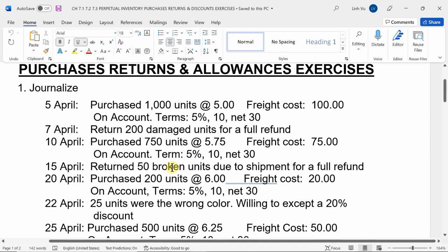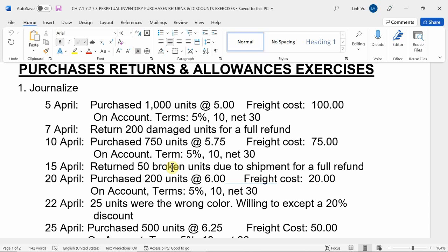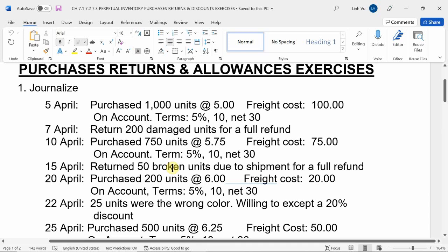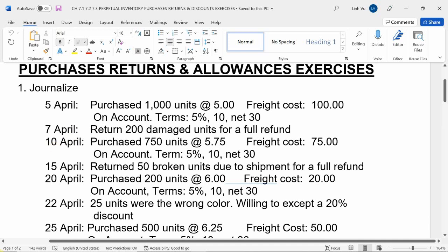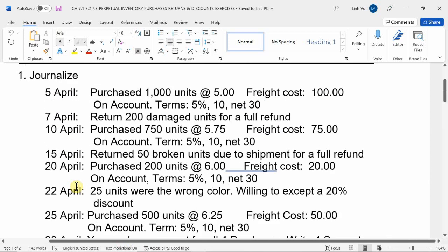So in this case, on April 5th, we end up purchasing 1,000 units at $5 each with a freight cost of $100 on account. Terms are 5%, 10, net 30. So how do I record this? I'm not giving you a specific item, so how would I record that I made a purchase of inventory on account?